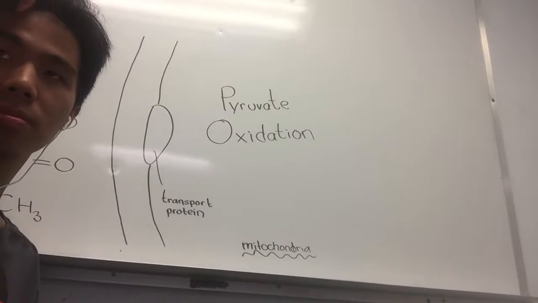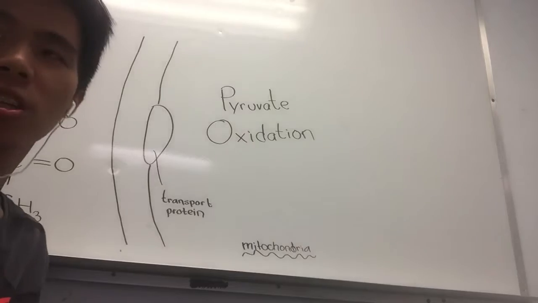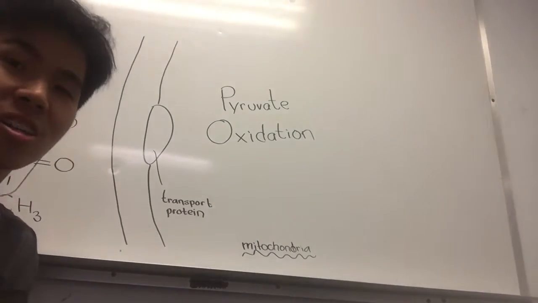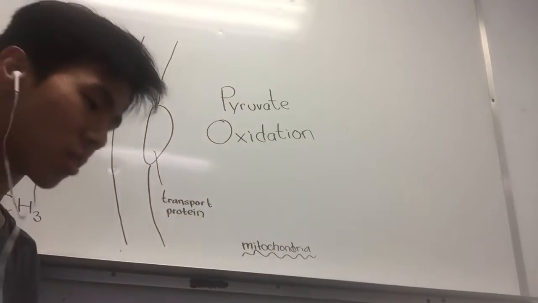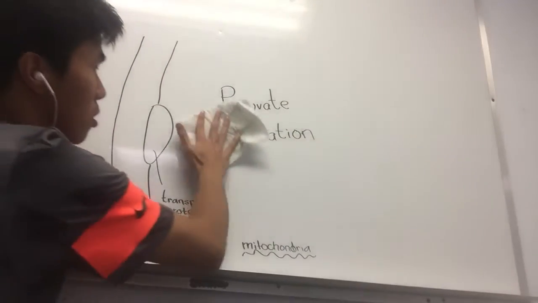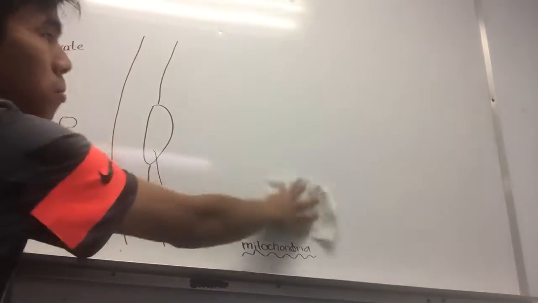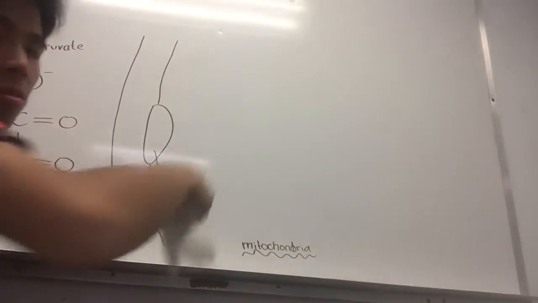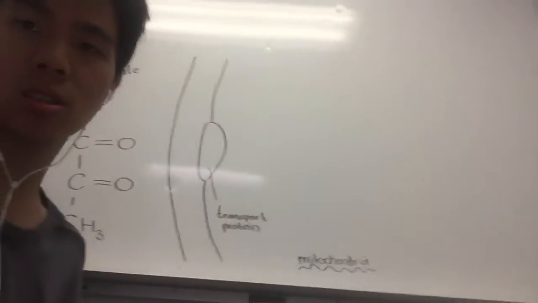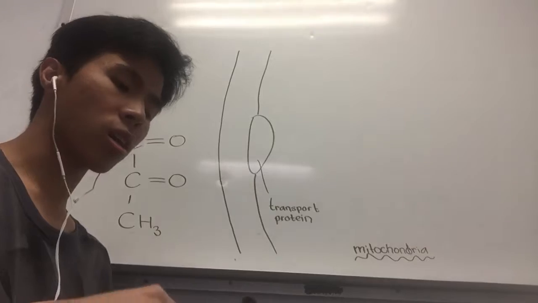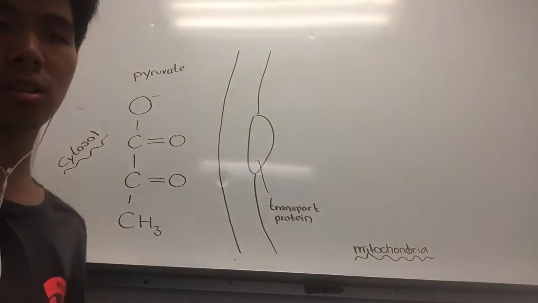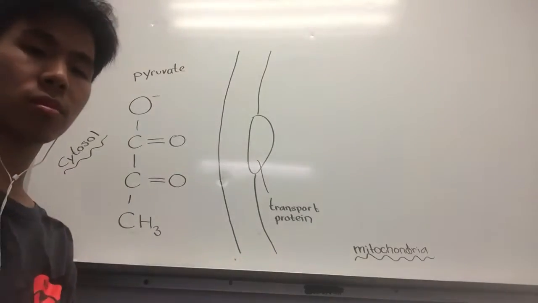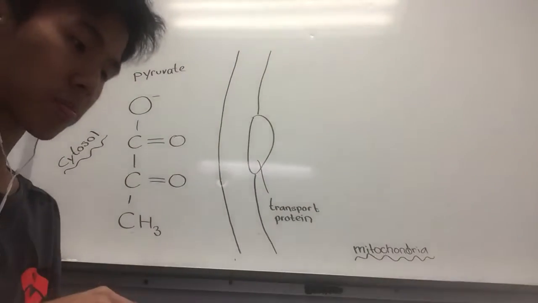Alright, so the second step in cellular respiration after glycolysis will be pyruvate oxidation. It's a pretty short process, and basically this part of cellular respiration is the link between glycolysis and the next part, which is the citric acid cycle, or Krebs cycle.